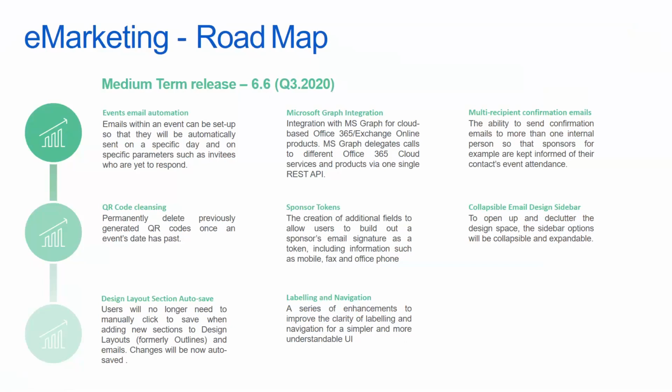The multi-recipient confirmation emails, this should allow you to automatically keep your partners updated when their contact intends to be at an event. So when they accept an invite, the partner will be told as well.